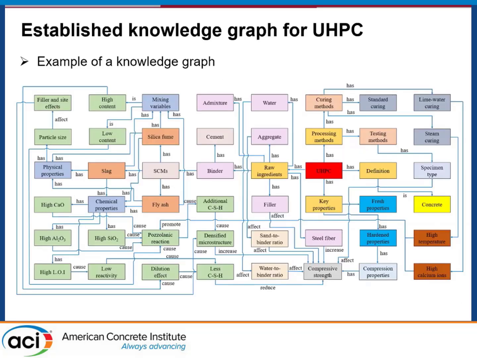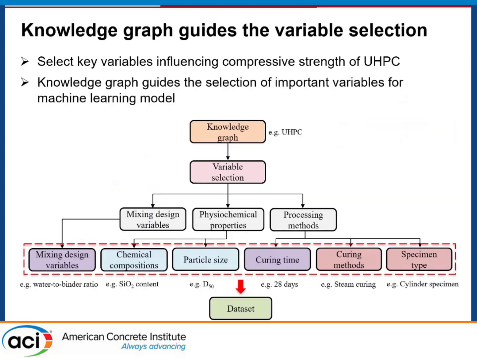So here shows an example, or simplified example, of our knowledge graph. This kind of graph, just to show you the conceptual ideas, can always be extended to more comprehensive types of knowledge graph to consider more design parameters and more properties of UHPC. So for now, there are three major ways we can use the knowledge graph. The first is we can use the knowledge graph to guide the variable selections for the machine learning models. So here shows the example.